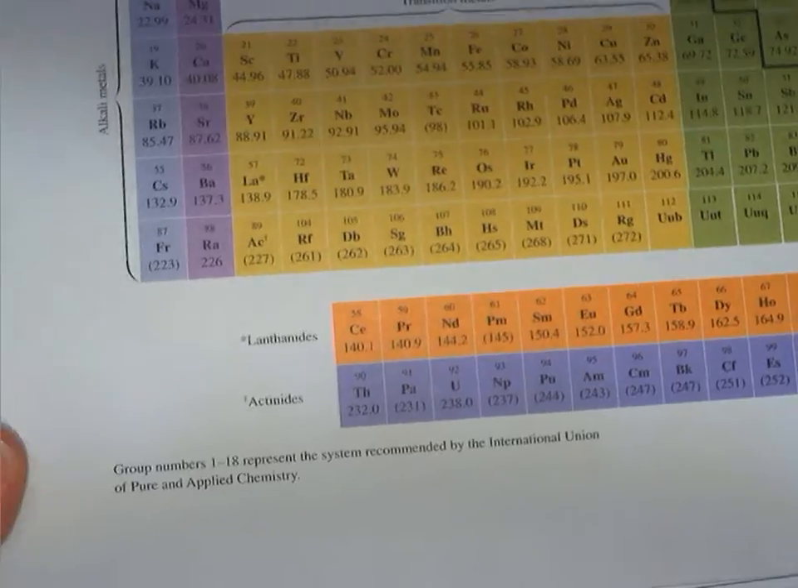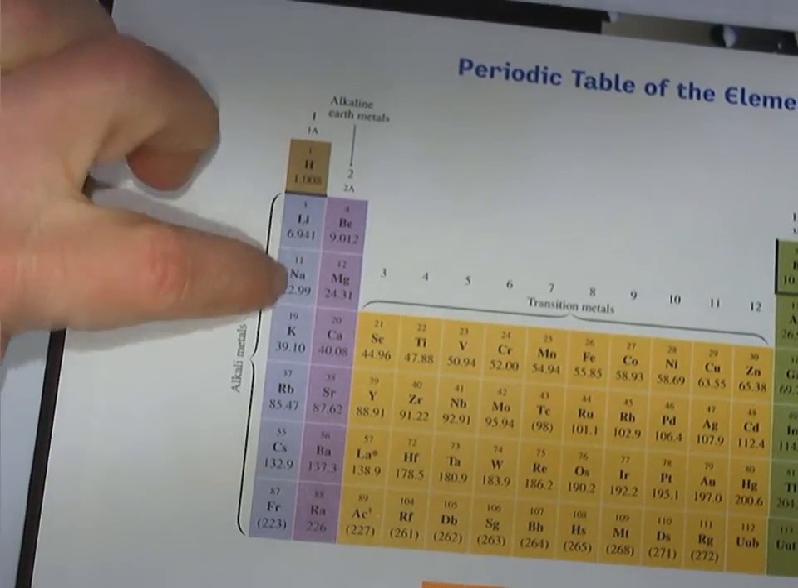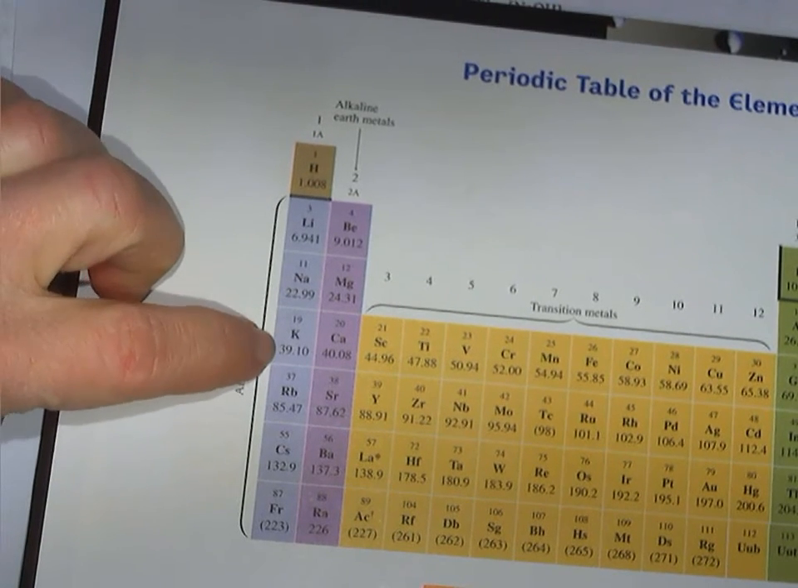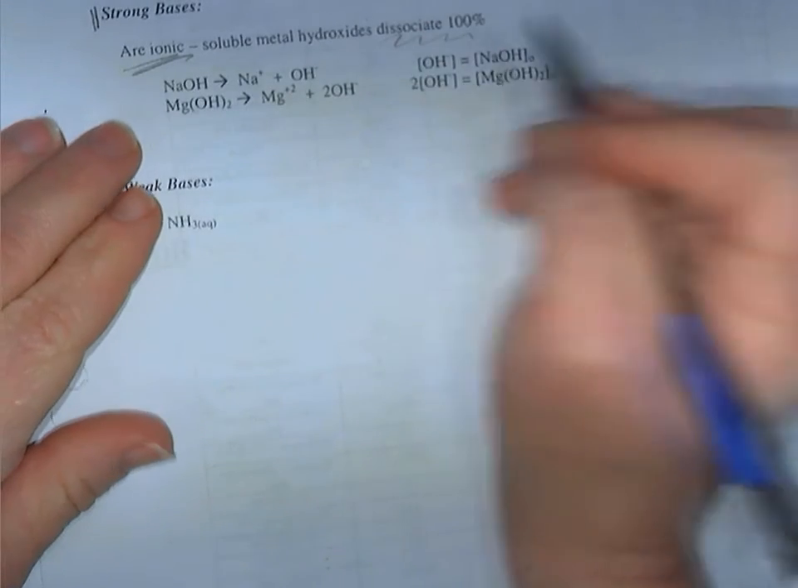we take the lead of the first three alkali metals, so lithium hydroxide, sodium hydroxide, potassium hydroxide, then over calcium, strontium, barium hydroxide. We understand these being soluble will dissociate 100%.